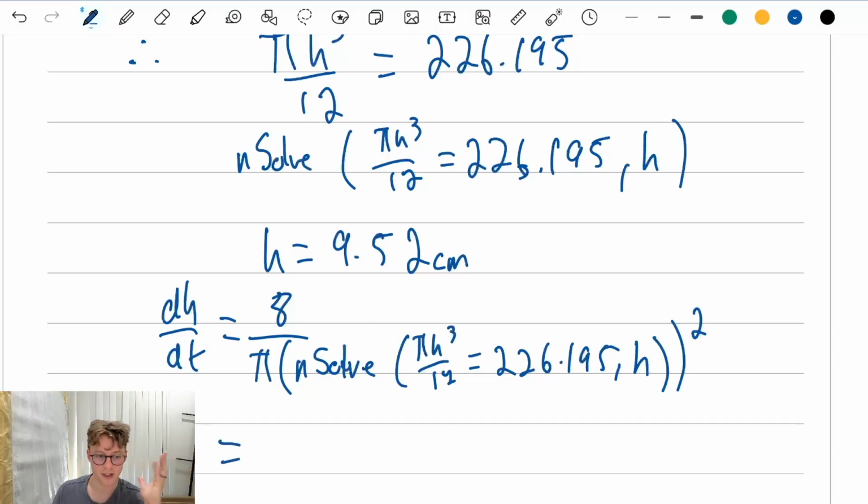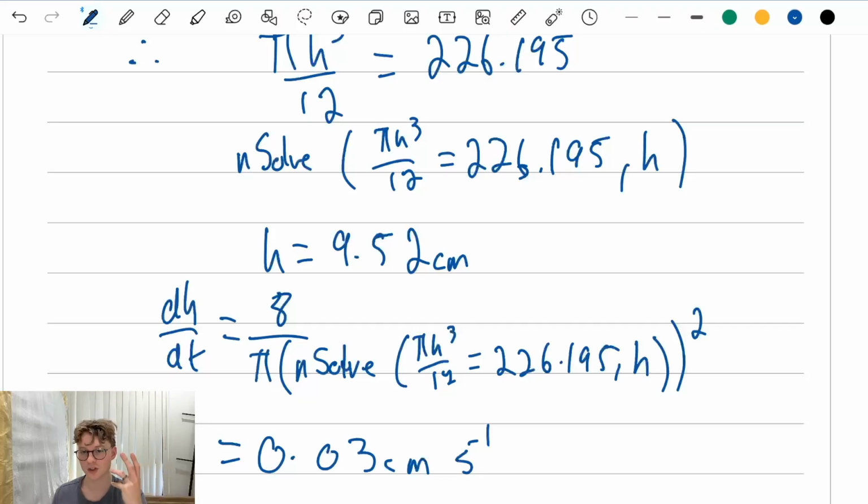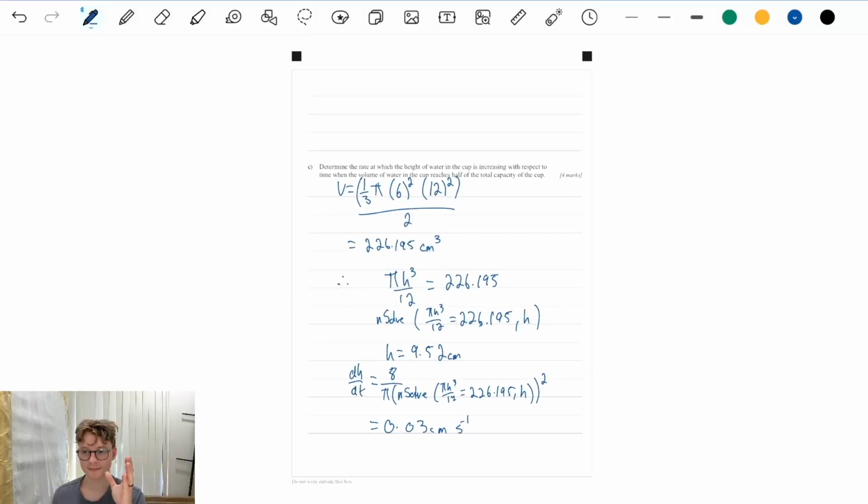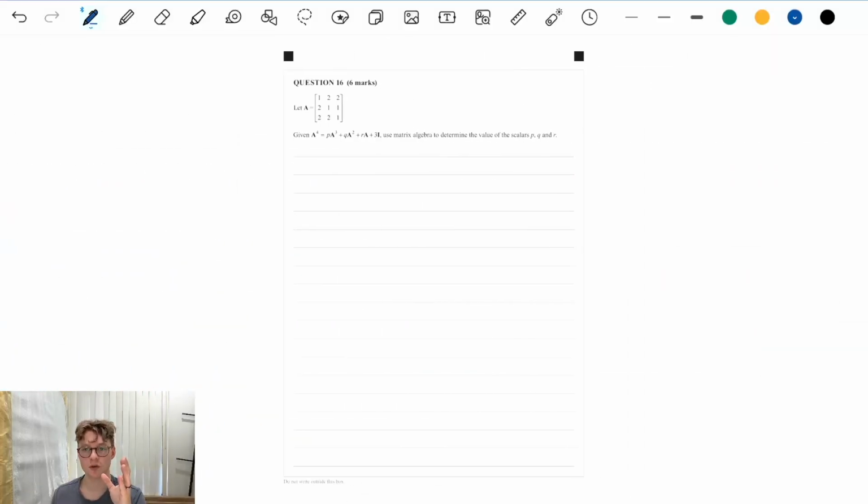So it's an option to do it that way. Obviously, it is slightly overkill, like I said, but you would get an answer of approximately 0.3 centimeters per second to the -1 for the rate of change of height with respect to time. Okay. Did a lot of talking for that.